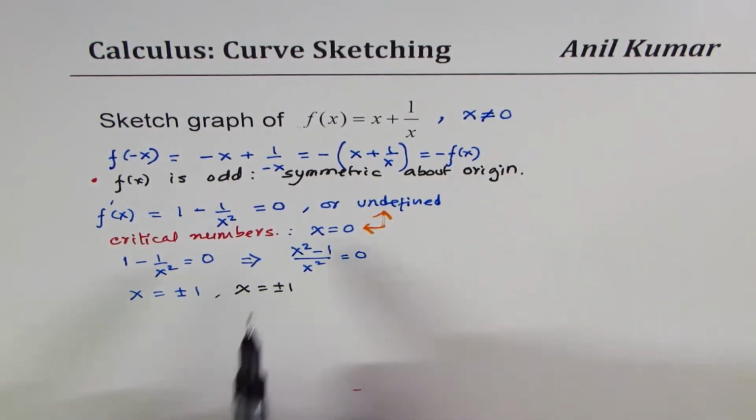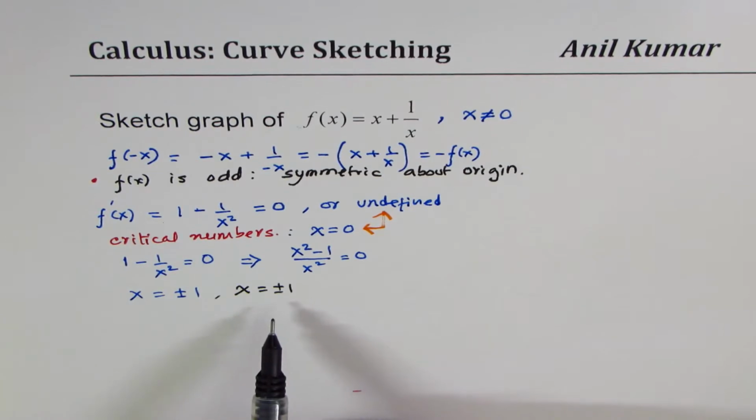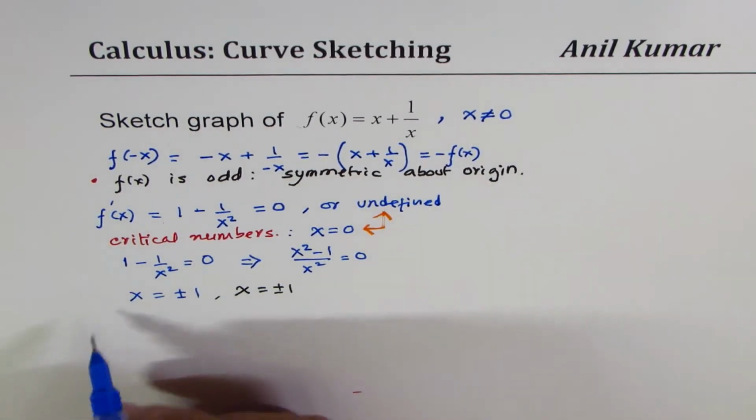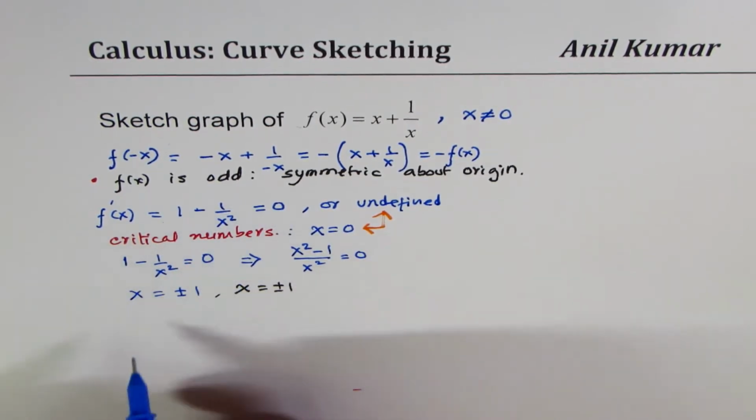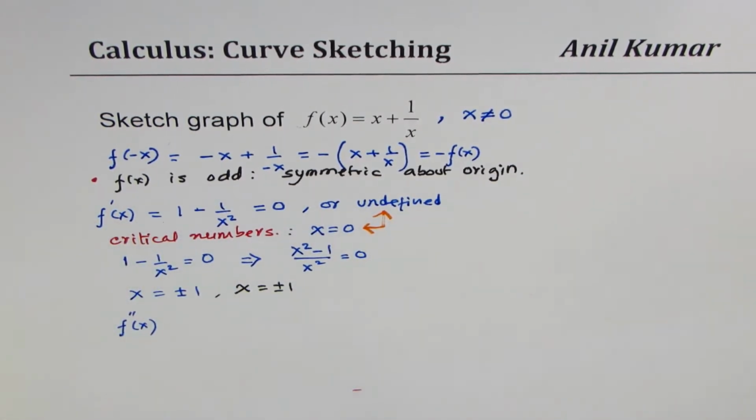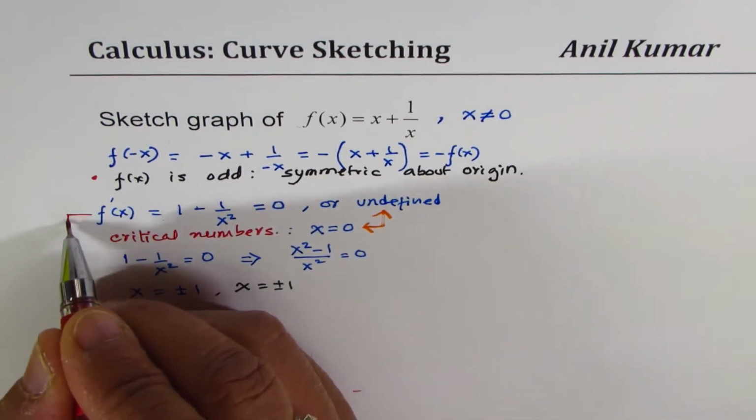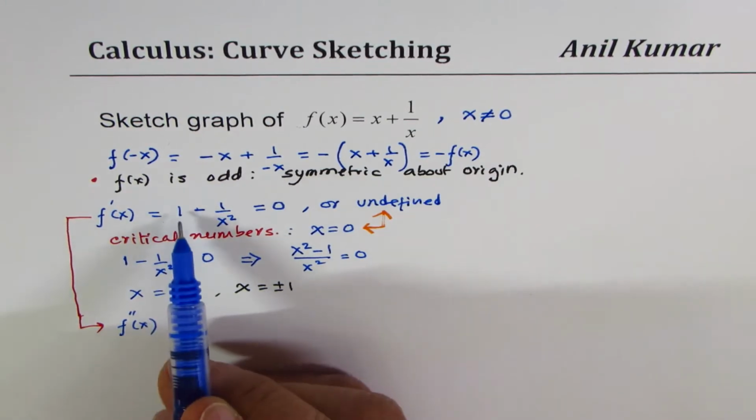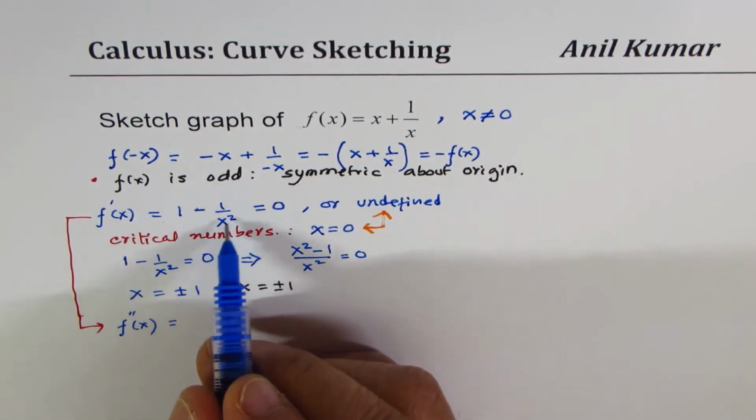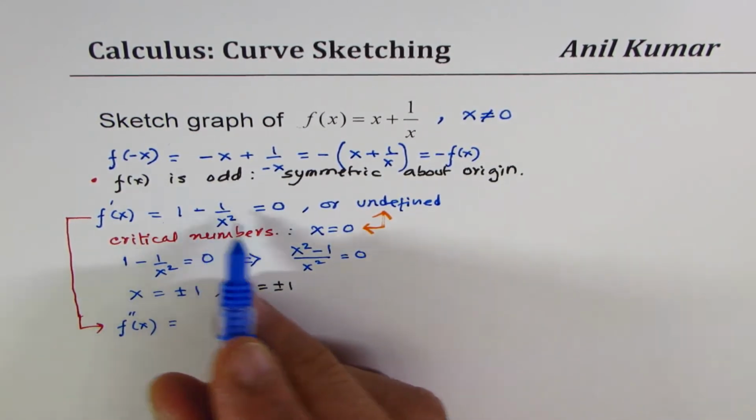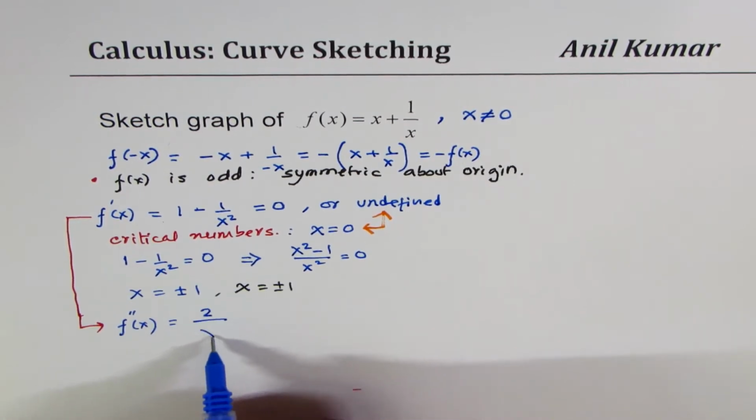Now let's figure out whether we have a local maxima or minima at these points. The easy way to do this is to find the second derivative. The first derivative is 1 minus 1 over x squared. So the second derivative is: derivative of 1 is 0, and the derivative of minus x to the power minus 2 gives minus, and minus becomes positive. You'll get this as 2 over x cubed.